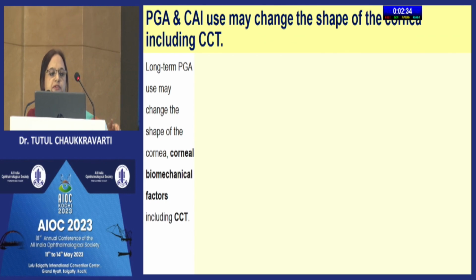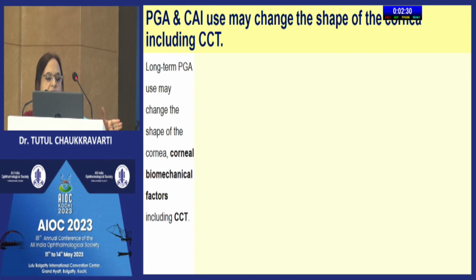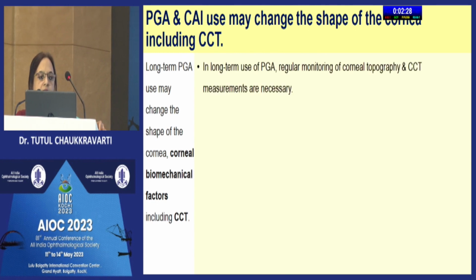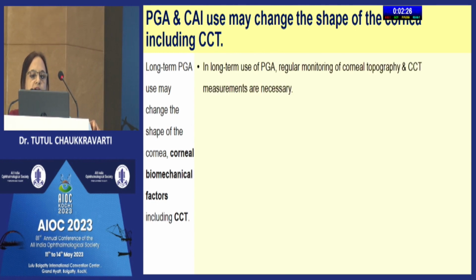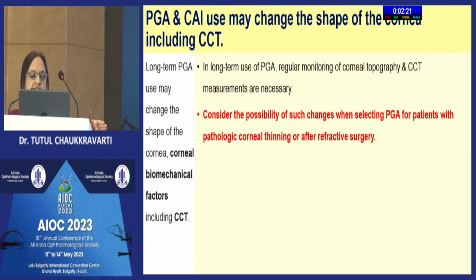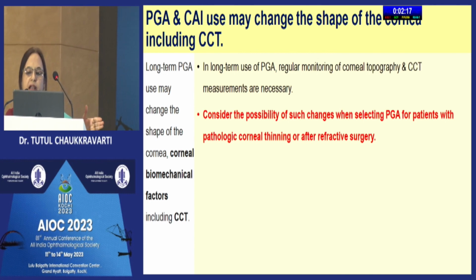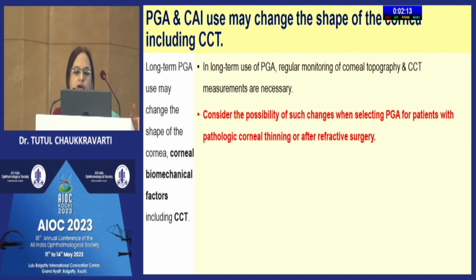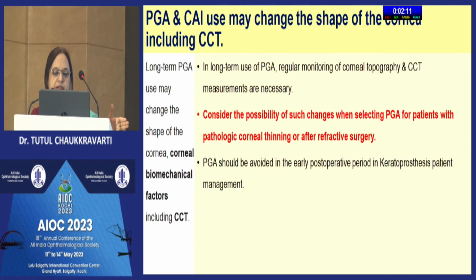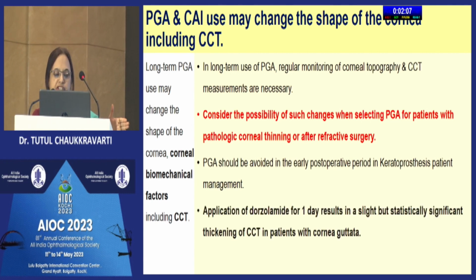Now, long-term prostaglandin analog use may change the shape of the cornea and corneal biomechanical factors, including CCT. So, in long-term use of prostaglandin analog, regular monitoring of corneal topography and CCT measurement are necessary. Consider the possibility of such changes when selecting prostaglandin analog for patients with pathologic corneal thinning or after refractive surgery. PGA should be avoided in the early postoperative period in keratoprosthesis patient management.